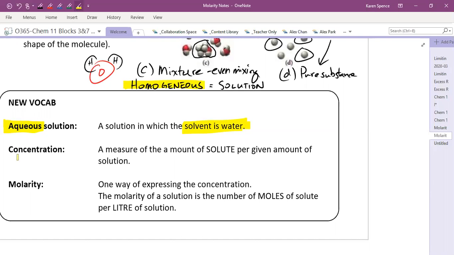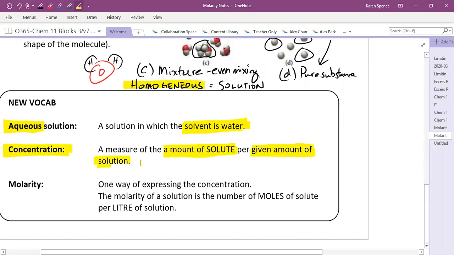When we're looking at solutions, we can measure their concentration. Something can either be concentrated or it can be dilute. And that is a measure of the amount of solute per given amount of solution. So that's going to be amount of solute per amount of solution.